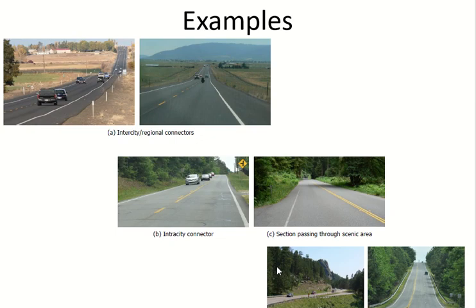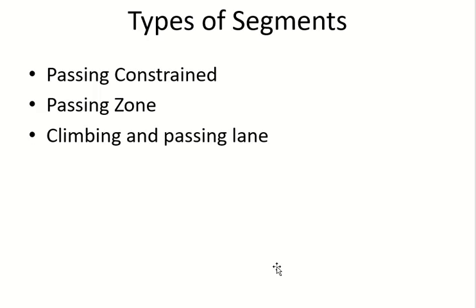Some examples, and you can see where the two-lane highways can be used. The cases I mentioned here, you can use them intercity, intracity, going for a picnic area, and so on and so forth. We have three types of segments according to the Highway Capacity Manual for two-lane highways.